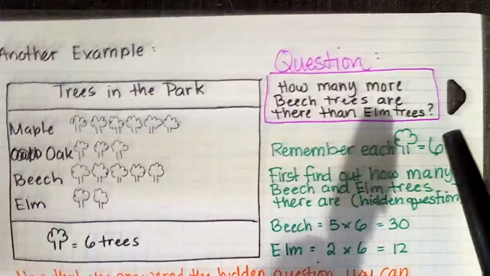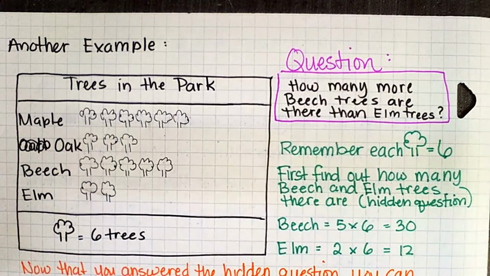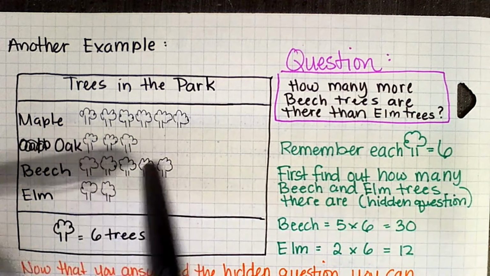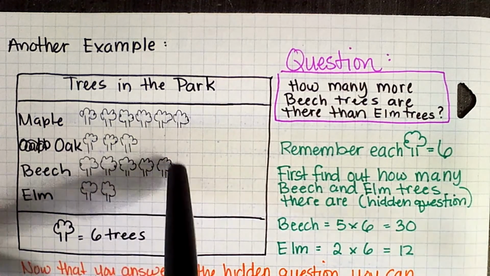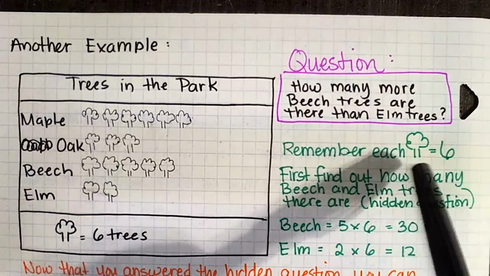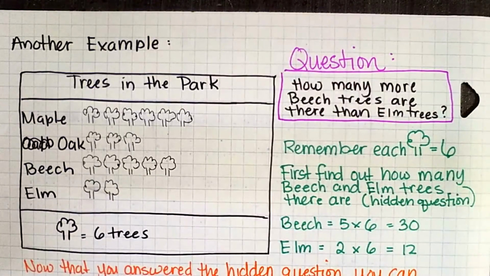Now the question is asking me, how many more beech trees are there than elm trees? Now, before I go and subtract this, 5 trees minus 2 trees over here, that's not what I need to do. Remember, each one of those tree symbols is equal to 6. So I need to first find out how many beech and elm trees there are. That's my hidden question. So I need to multiply to figure it out.